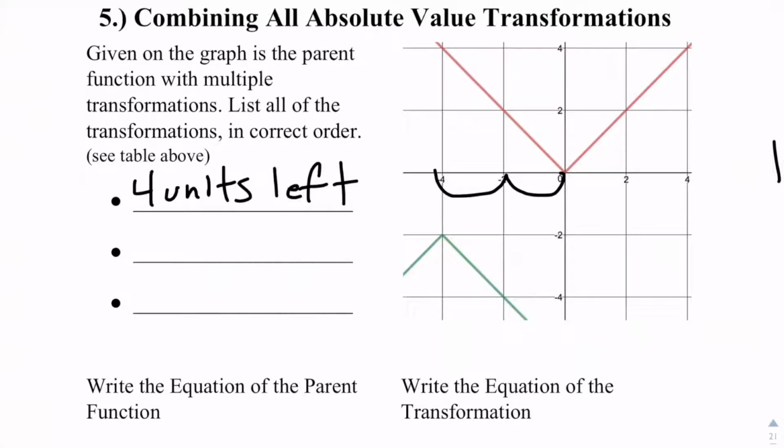And then if we look, the next thing is a reflection, and we definitely see that we reflected over the x-axis. So we definitely have a vertical reflection from here to down. We have a vertical reflection.